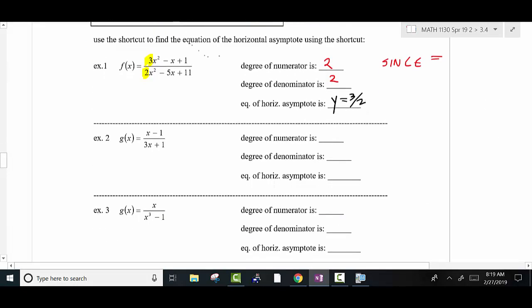Okay, next one. Let's see what this one is then. What's the degree of top and bottom on this? They're both 1, right? So since they're equal, can you tell me what the horizontal asymptote is? 1/3, right? That's a 1 there. So y equals 1/3 would be the answer. You've got to identify that it's that case. All right.